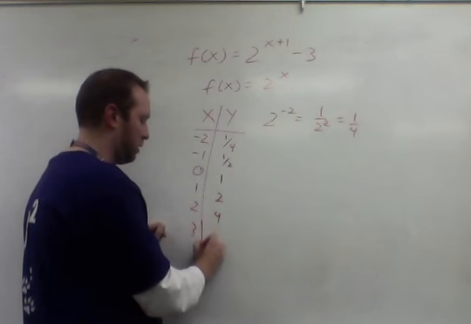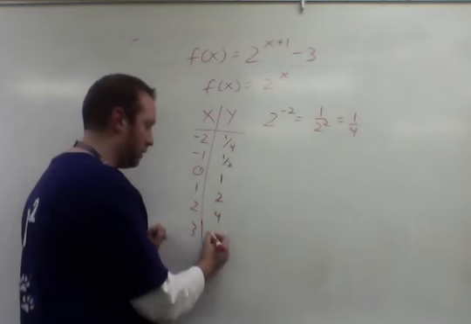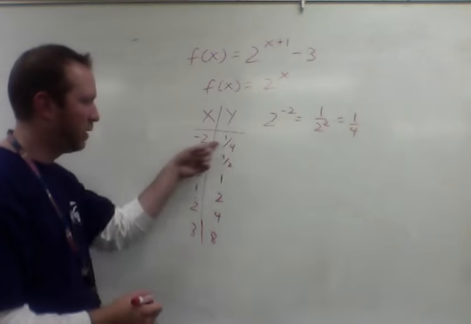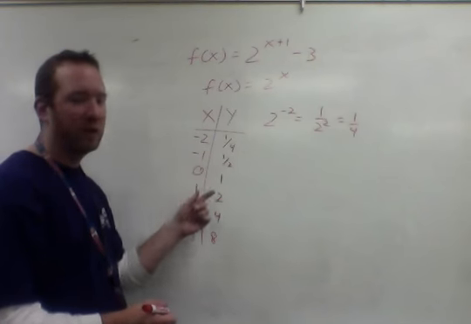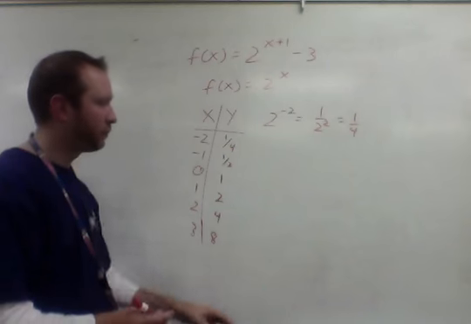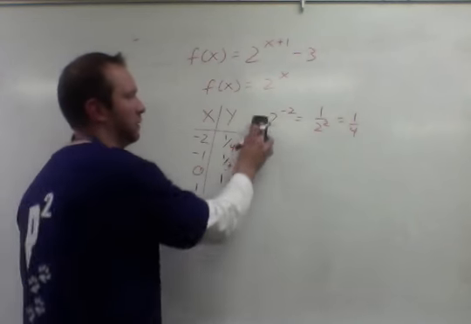I could put 3 in there. 2 to the 3rd would jump to 8. Notice I'm multiplying by 2. I'm doubling my answers. Doubling a fourth to get a half, doubling a half to get 1, on down the line. All right, so let's sketch the graph of this.